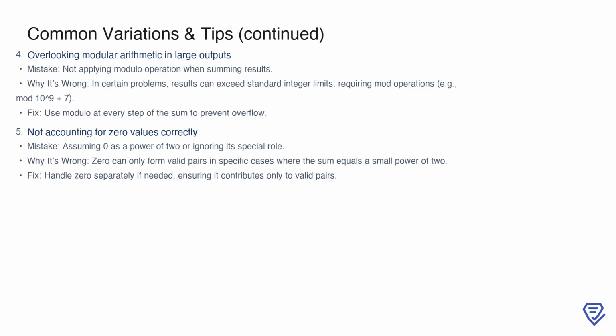Next, zero values require special attention. 0 isn't a power of 2, but it can form valid pairs under specific conditions, such as when the sum equals a small power of 2. To handle this correctly, you need to account for 0 separately, ensuring it contributes only to valid pairs. Ignoring this nuance can lead to missed solutions or incorrect results.